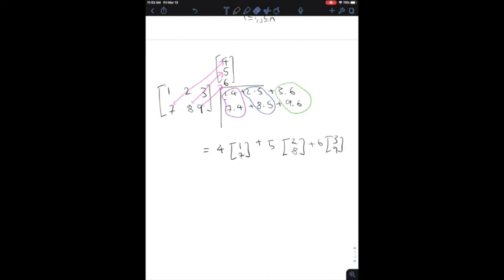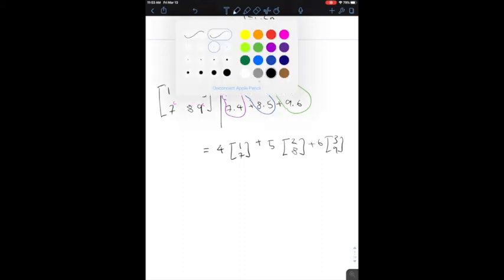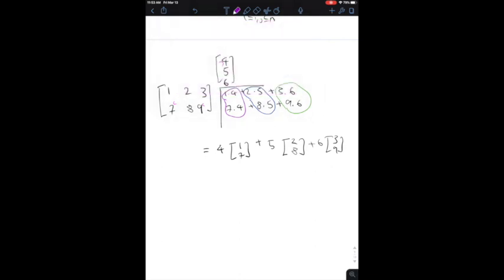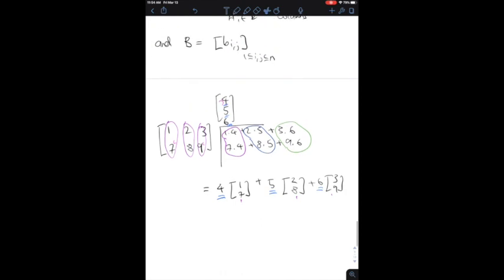So what we've done is, if you go back and look at the original matrix, it's telling you that the columns of the product are given by linear combinations of the columns of the first matrix, with the coefficients coming from the second matrix. So these coefficients, 4, 5, and 6, are the entries of the second matrix that we're multiplying by. Okay, so this works in general.